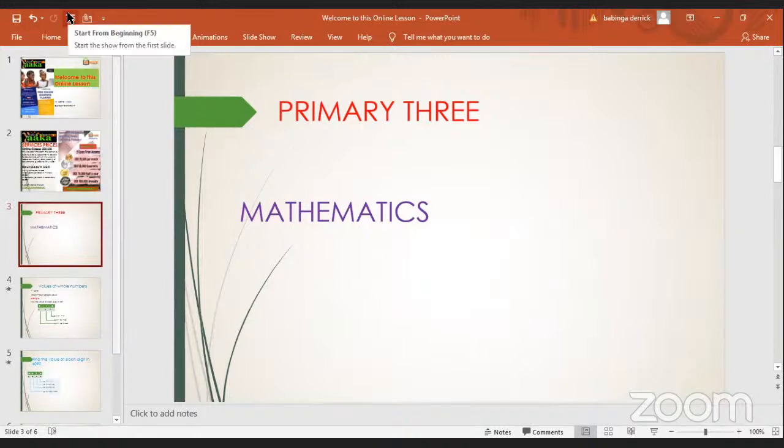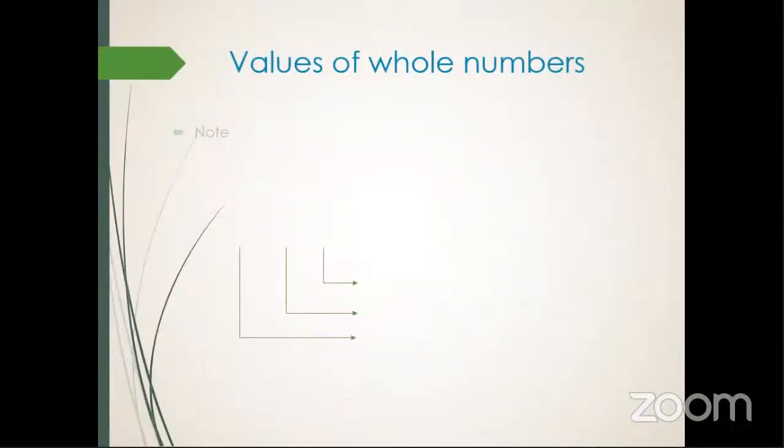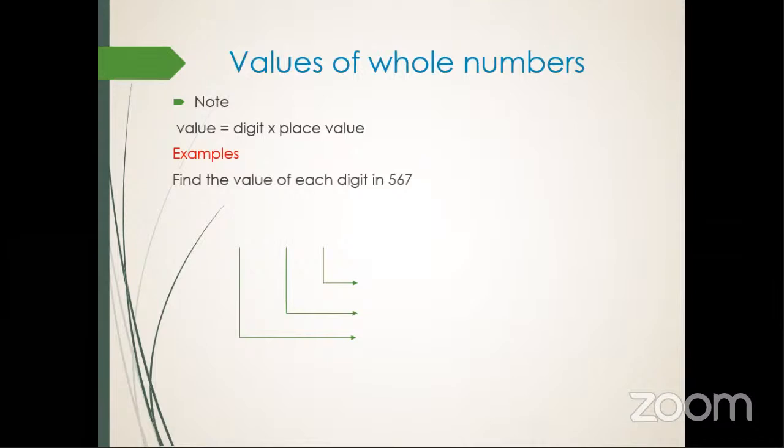So today, I want us to see how best we can get the value. How can we simply get the value of a number? To get the value, we say the digit given times its place value. For example, if they say find the value of each digit in 567.